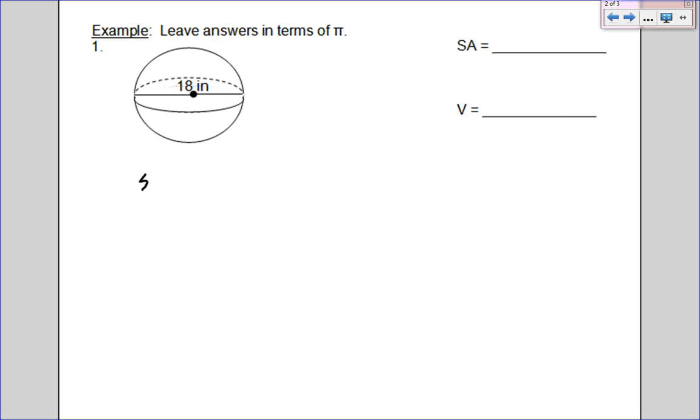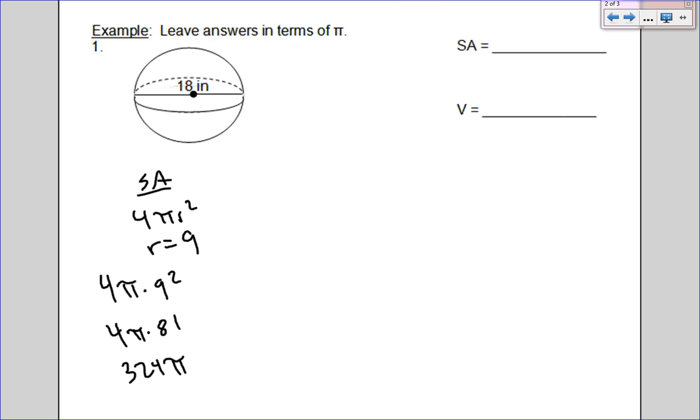So our surface area formula is 4 pi r squared, and the radius is 9 because it'll be half the diameter. So 4 pi times 9 squared, 4 pi times 81, which gives you 324 pi, because we're going to leave our answers in terms of pi.